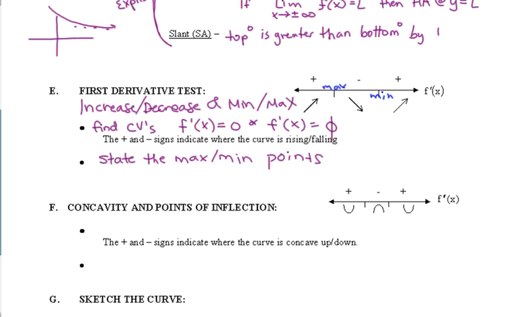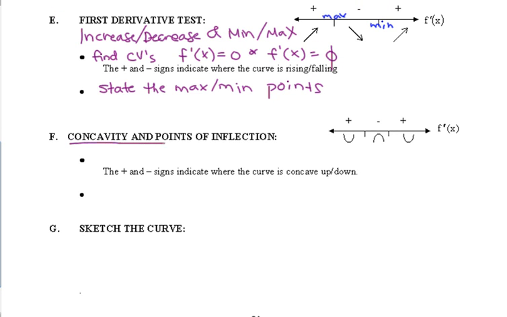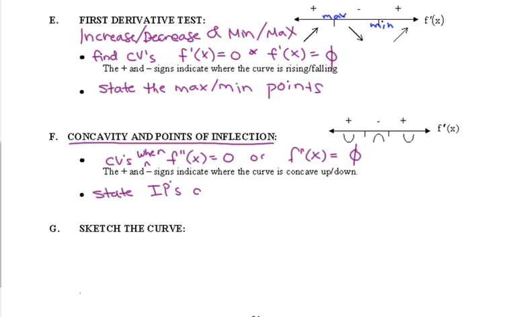Then we finally move on to concavity and points of inflection. So how do we find those? Second derivative, critical values of the second derivative. And we set those equal to 0 or when it's undefined. I'm trying to shorten it. So after we've done that, we state inflection points and where it's concave up and concave down.